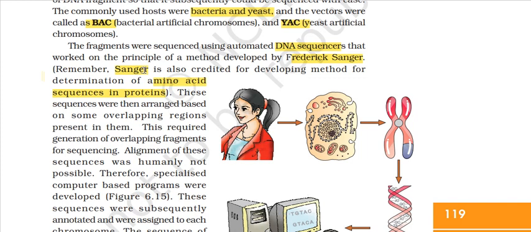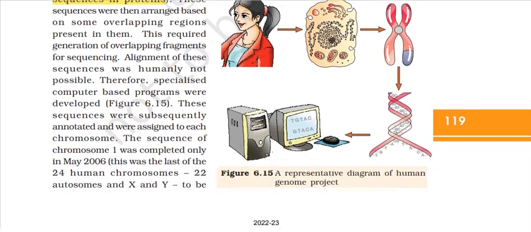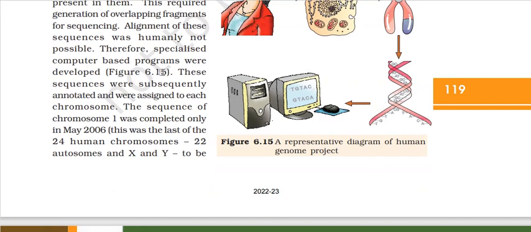This required generation of overlapping fragments for sequencing. Alignment of these sequences was humanly not possible. हम align नहीं कर सकते हैं, ठीक है, but हम इनको देख रहे थे कि overlap कर रहे हैं over the generations. Therefore, specialized computer-based programs were developed. These sequences were subsequently annotated and were assigned to each chromosome. The sequence of chromosome 1 was completed only in May 2006.